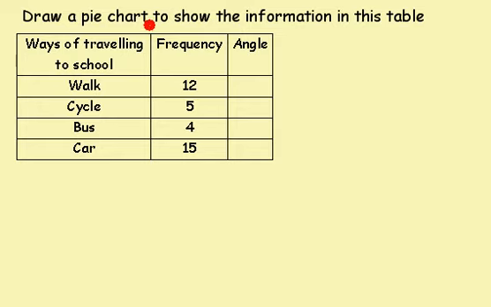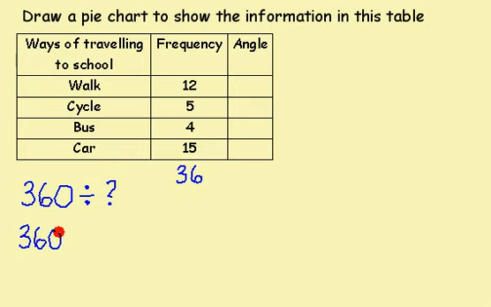Whenever you see a pie chart question, you always need to write down 360 divided by question mark. To work out what the question mark is, you need to add up the frequencies. These frequencies here in my table add up to 36. I'm going to replace the question mark with the 36. So 360 divided by 36.